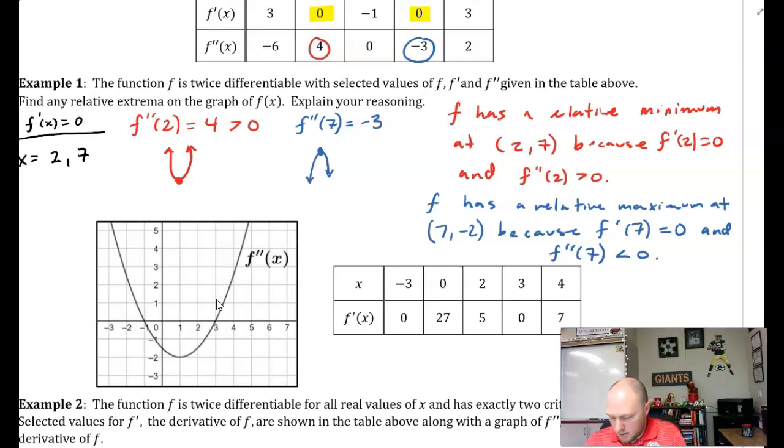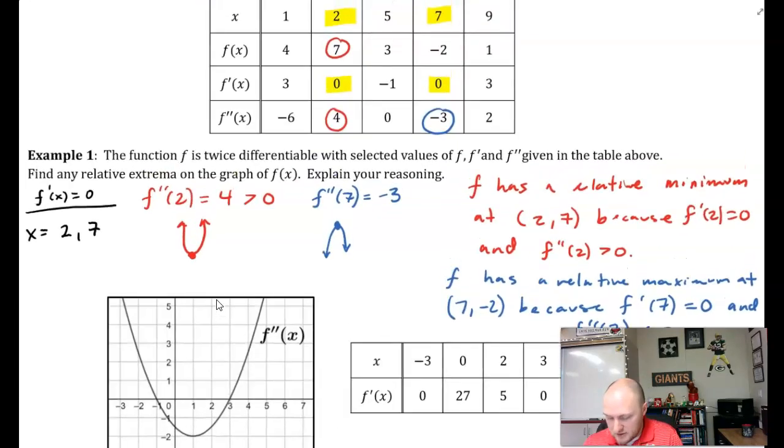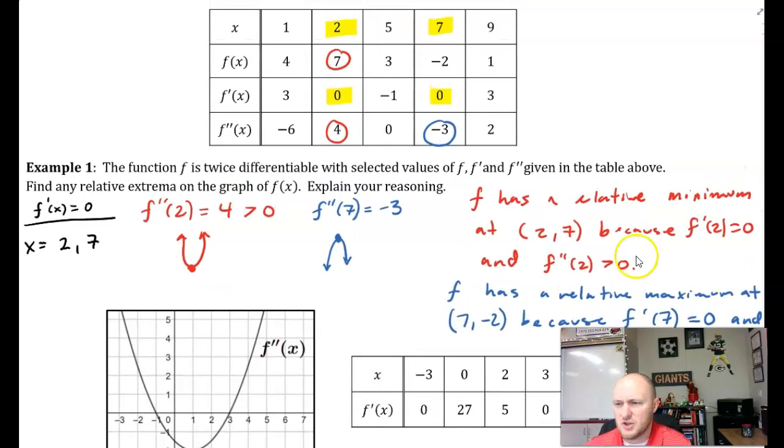All right, looking at this, some of my students said, why can't I just look at the first derivative? And I see that, hey, between 2, f prime of 1 is positive, and then f prime of 5 is negative. I'm going from a positive slope to a negative slope. That should be a maximum, not a minimum.